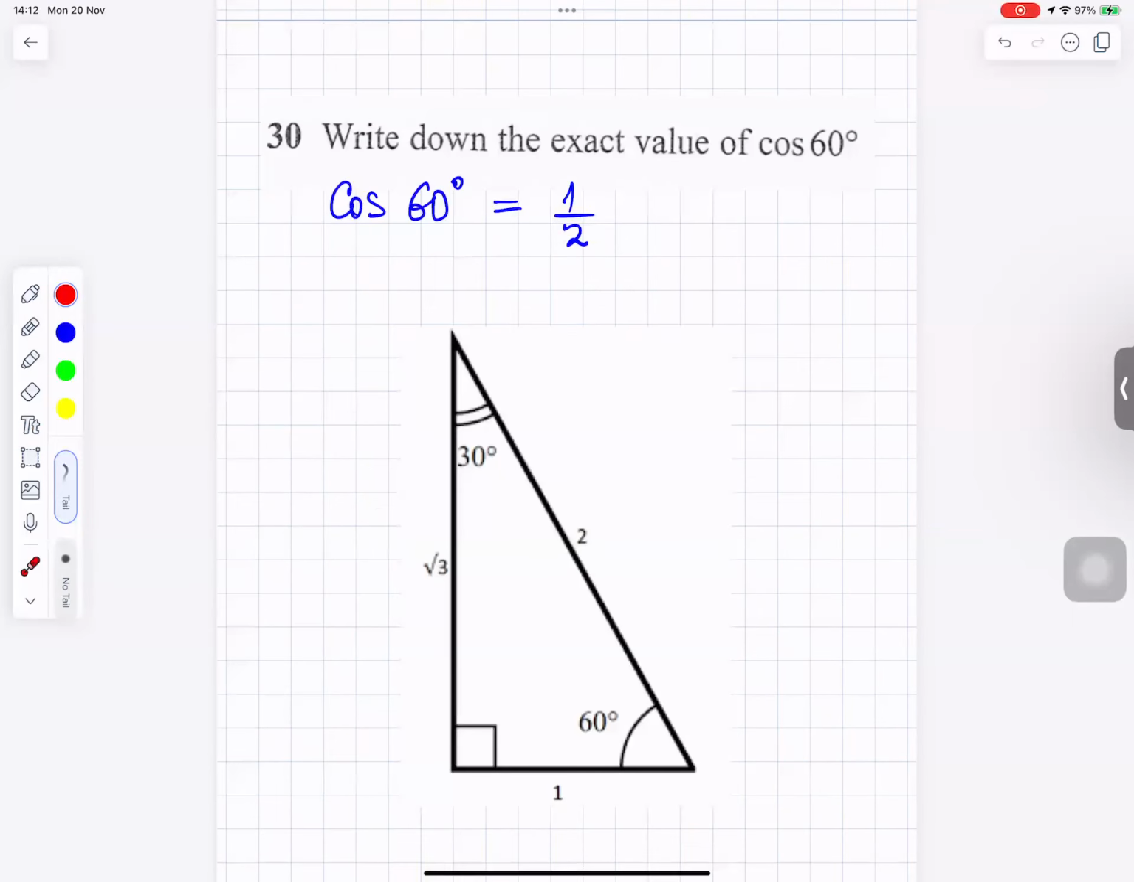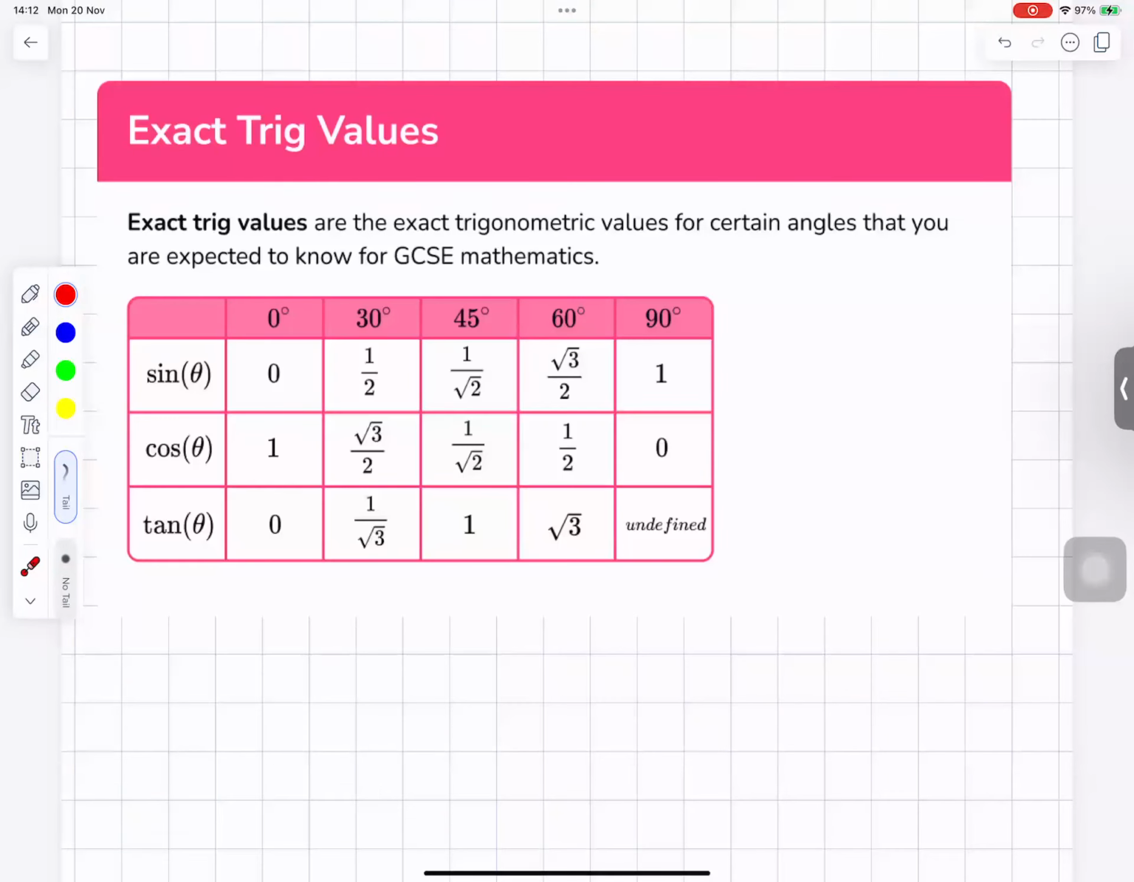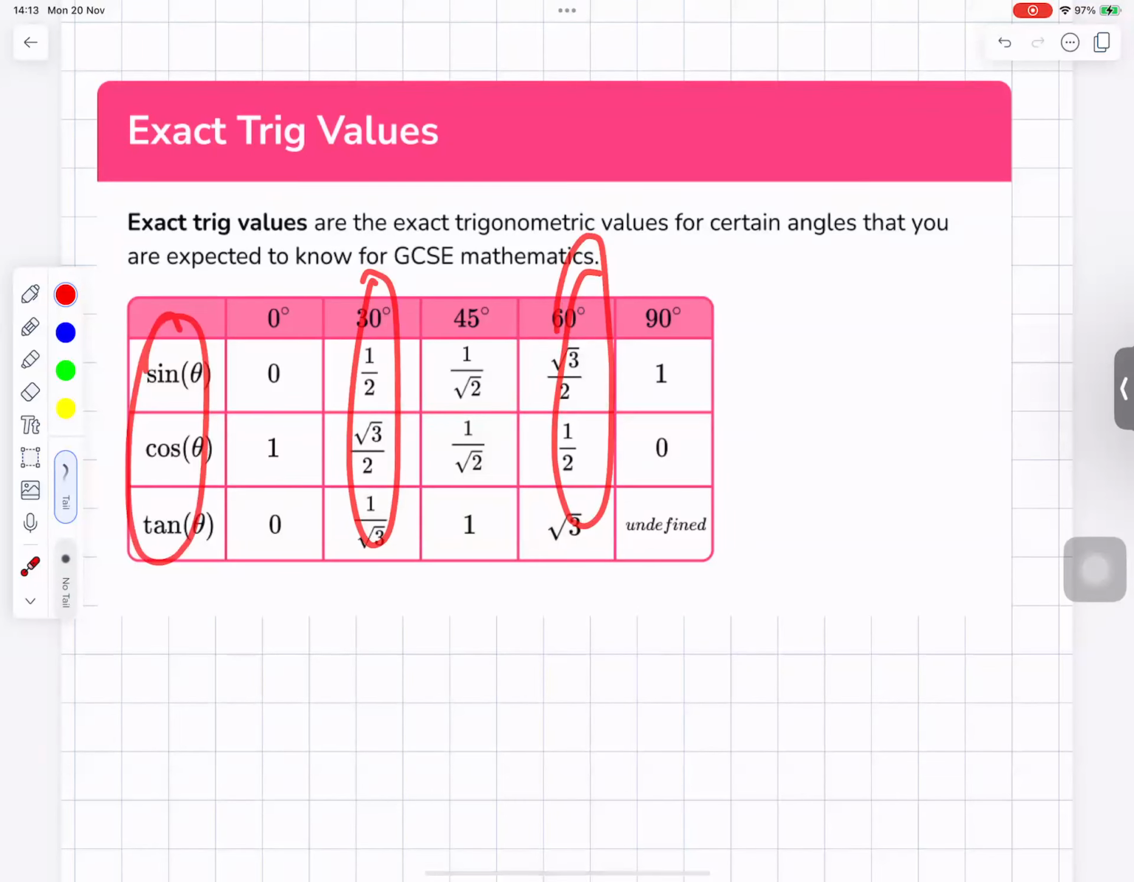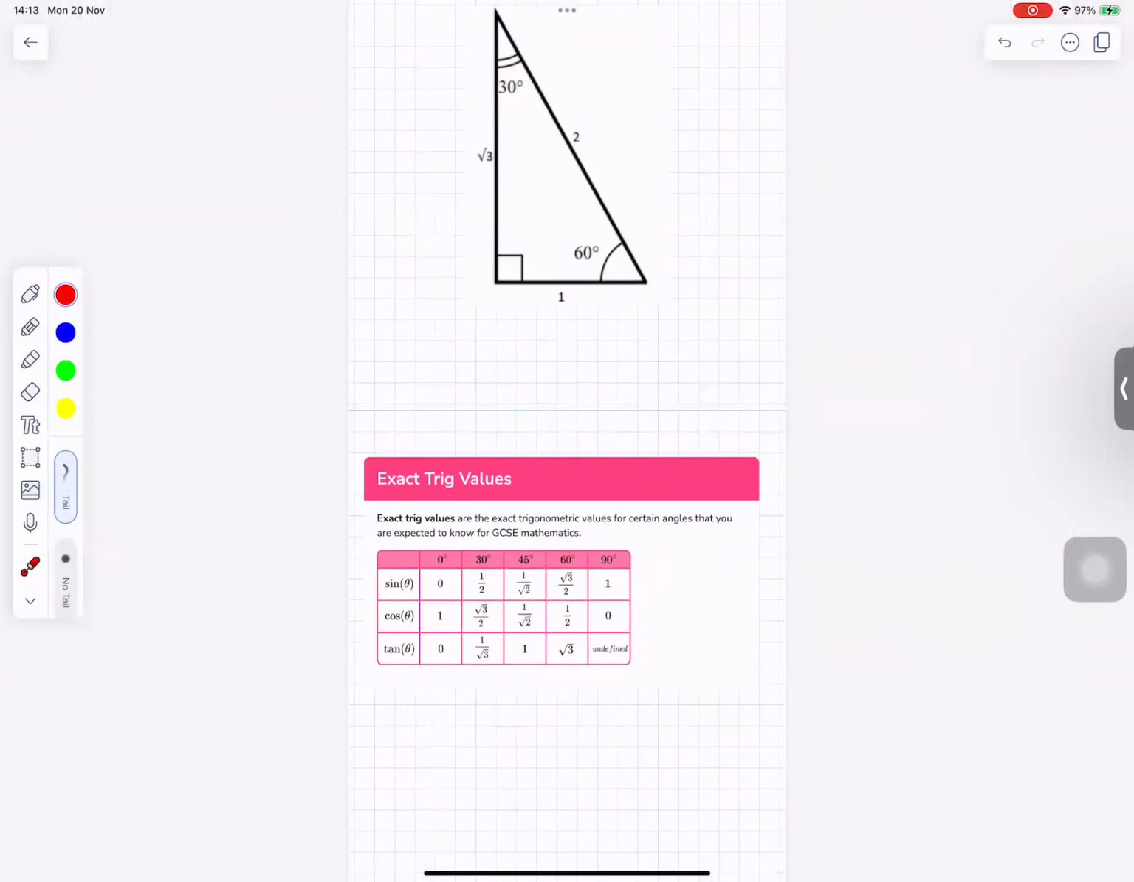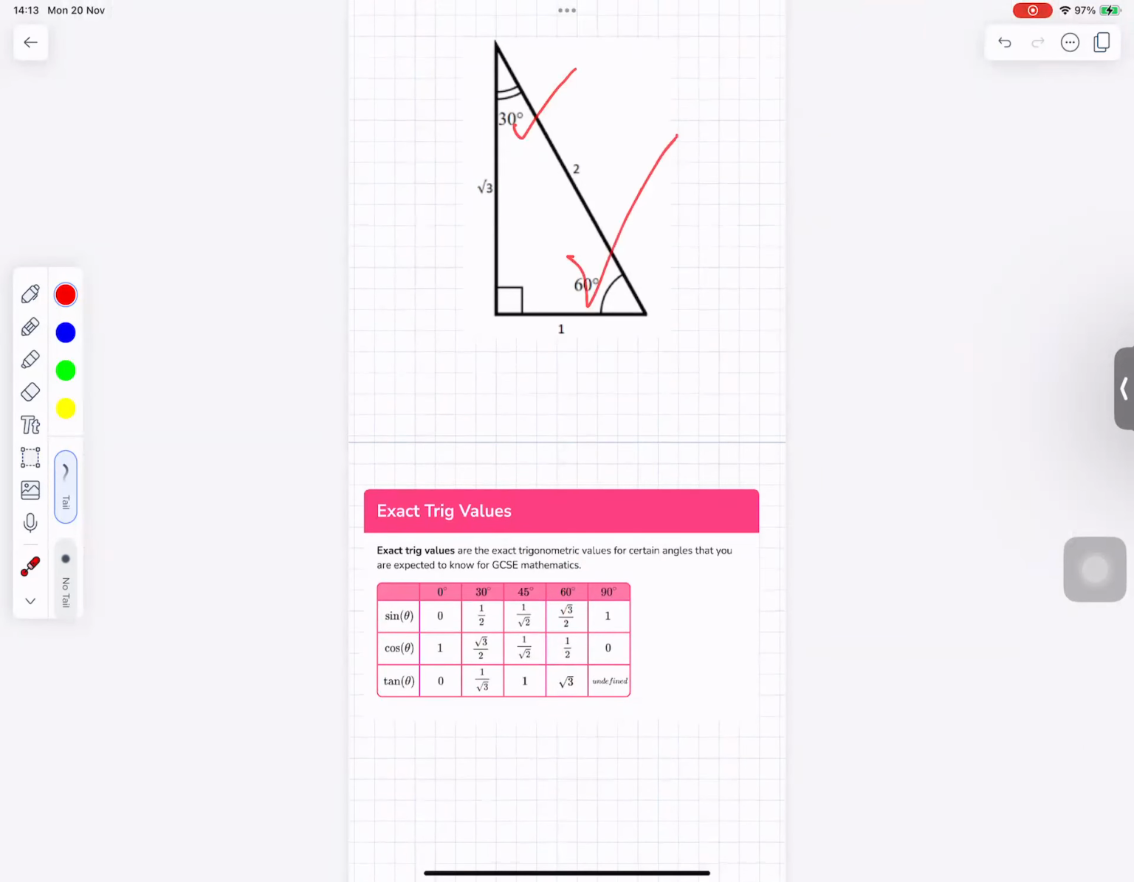Number 30, write down the exact value of cos 60 degrees. Cosine of 60 is adjacent over hypotenuse, which is 1 over 2. So try and memorize this triangle. When you memorize that triangle, you can do the ones for 30 degrees and for 60 degrees. You can find the sine, cos, and tan. So for 30 and 60 degrees, you can get all of this from that triangle.